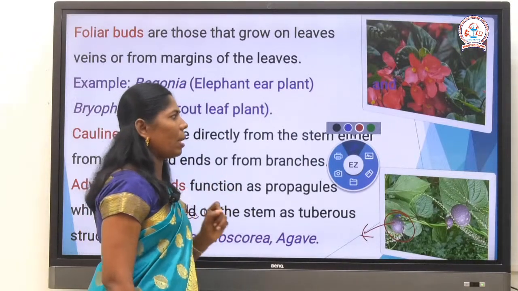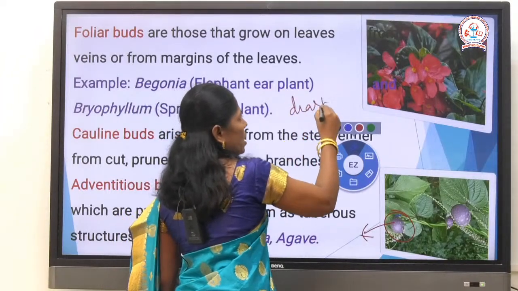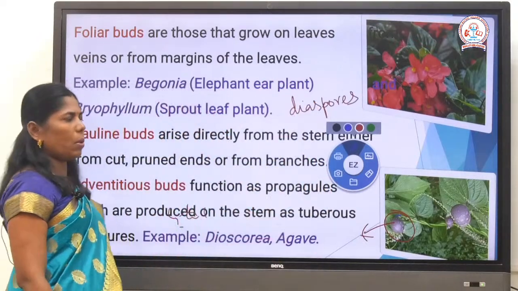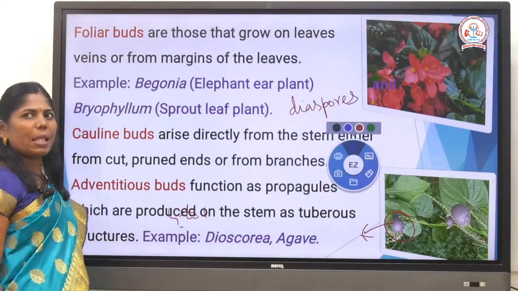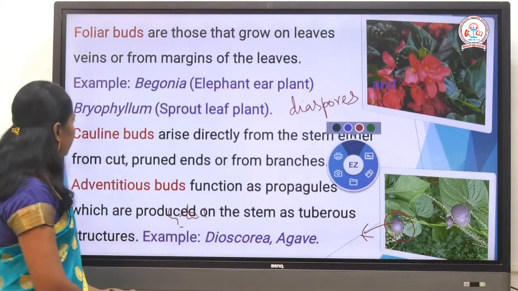The propagules are otherwise called diaspores. Another name for propagules is diaspores. Examples are Agave and Dioscorea.